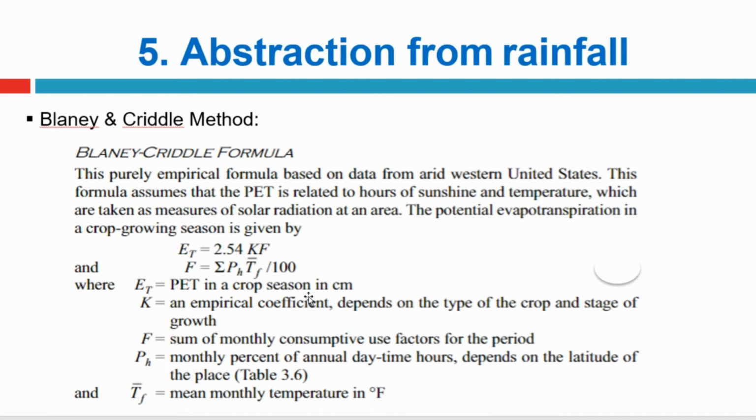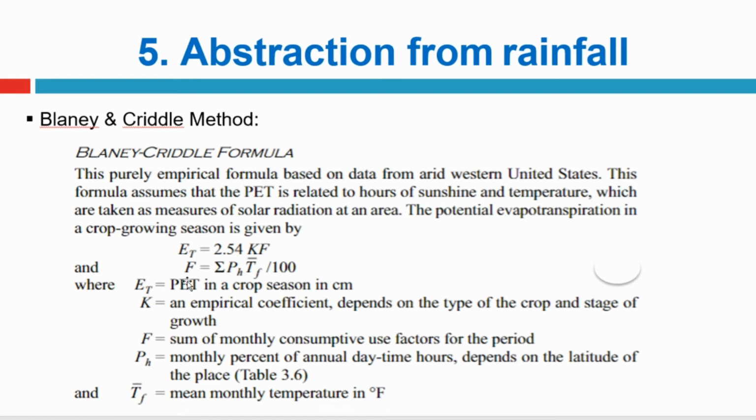Now we need to study, for that given crop, how many months are required to get the complete harvest, from sowing period to harvesting period. For example, if a crop is grown for 4 months, like January, February, March and April, you need to take the data of pH and t for all 4 months and take the sum of all of those. The sum of pH into t divided by 100 will give you the F value. This gives you the consumptive use of that particular duration.